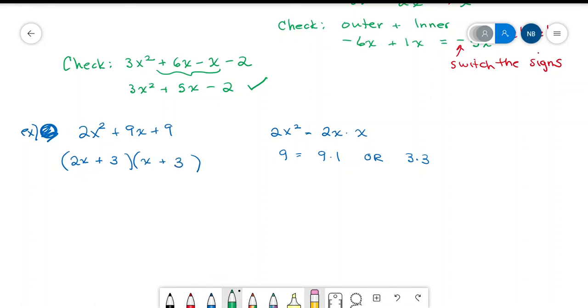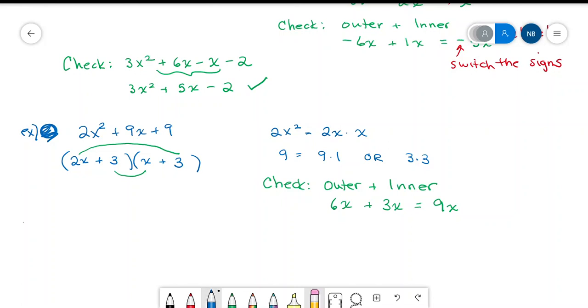All right, I'm going to check outer plus inner. Outer is 2x times 3, which is 6x. Inner is 3 times x, which is +3x. And 6x plus 3x is equal to 9x. So we did it. We got it right on the first try. Awesome. Next example.